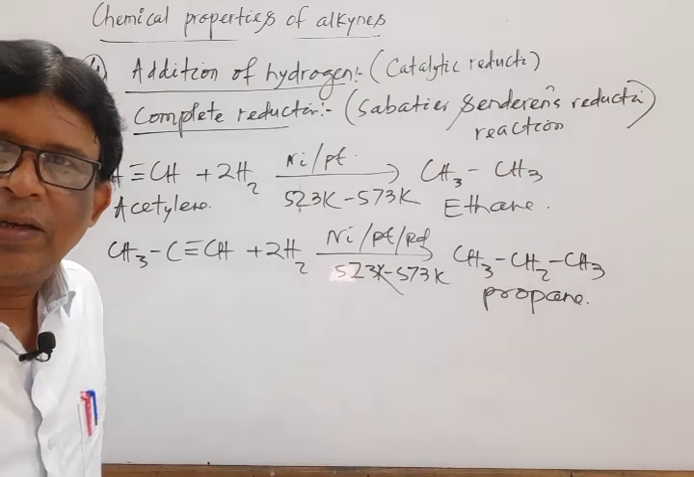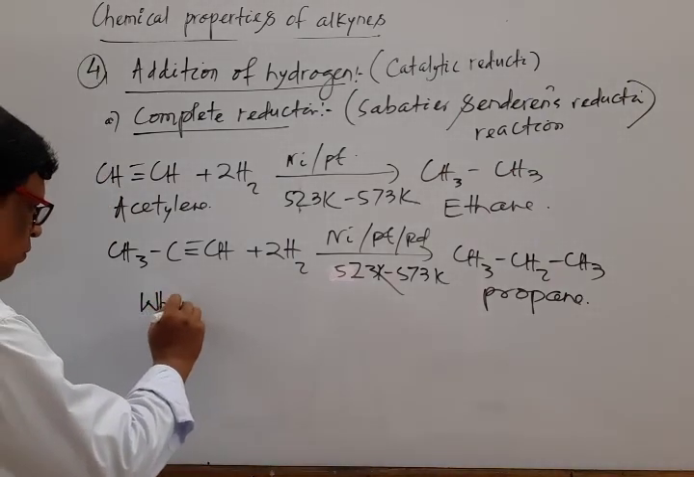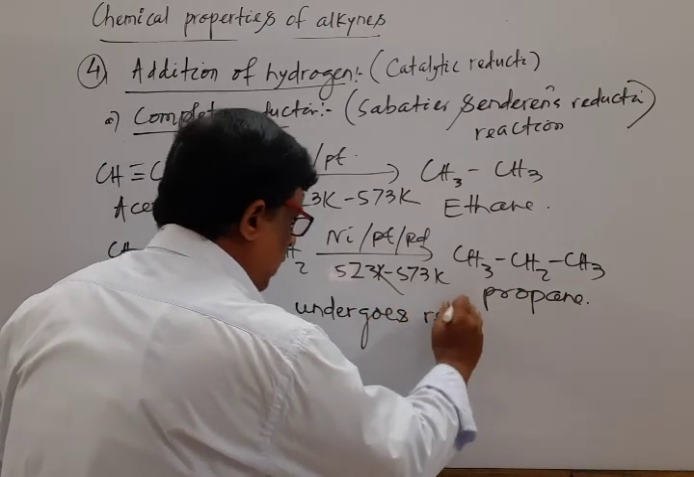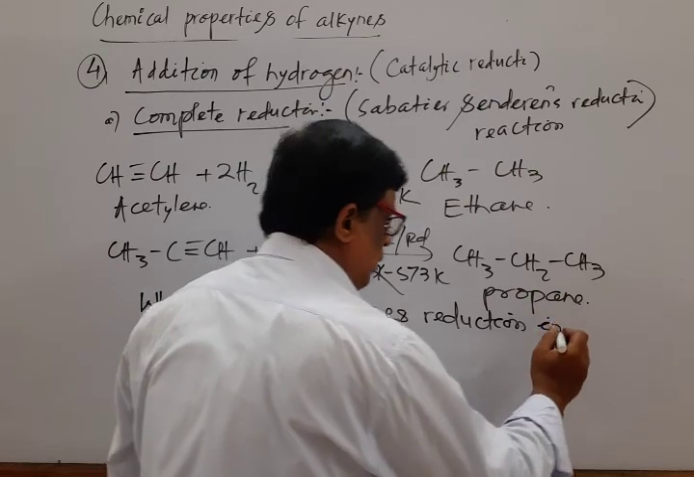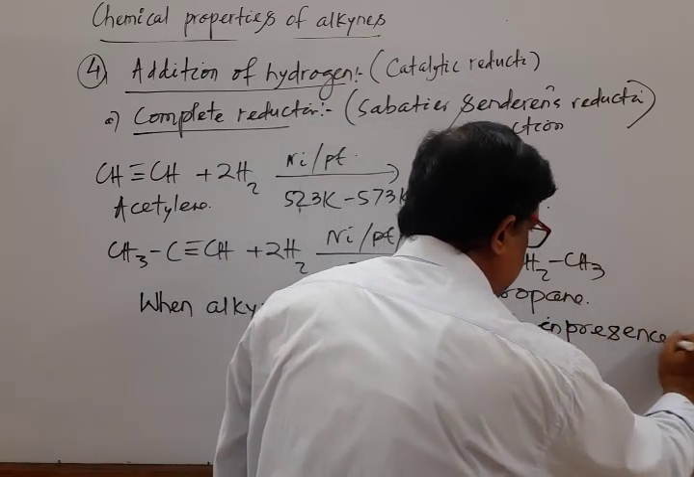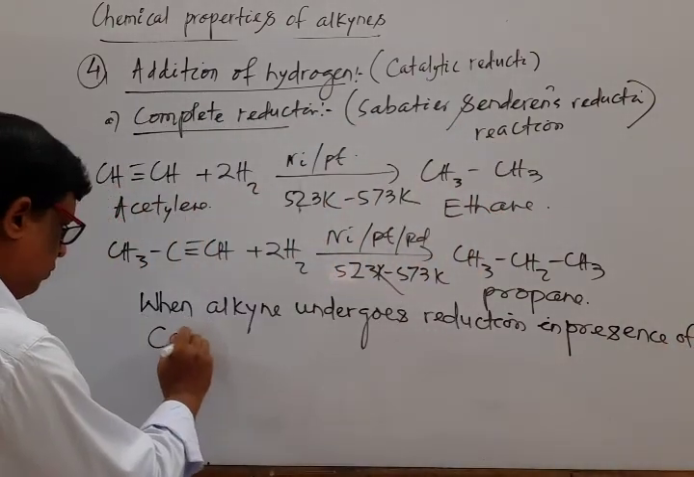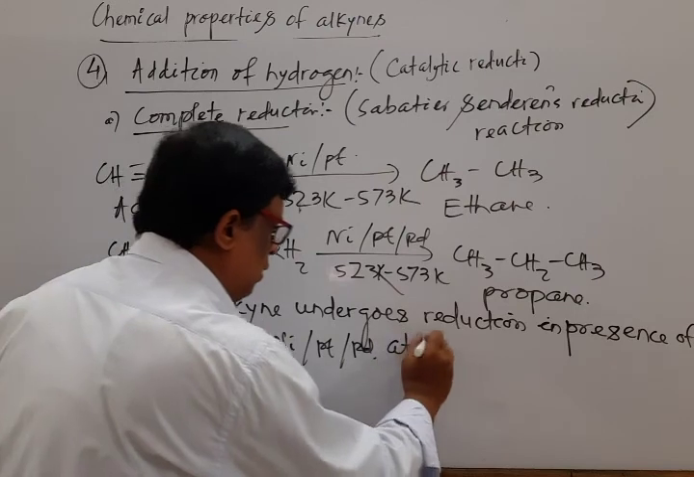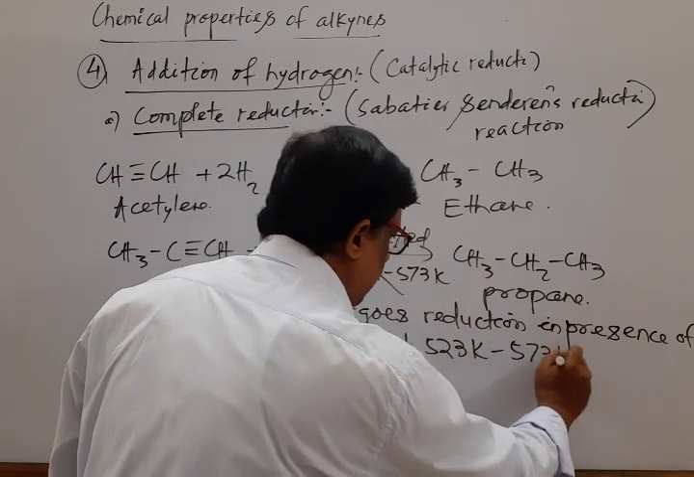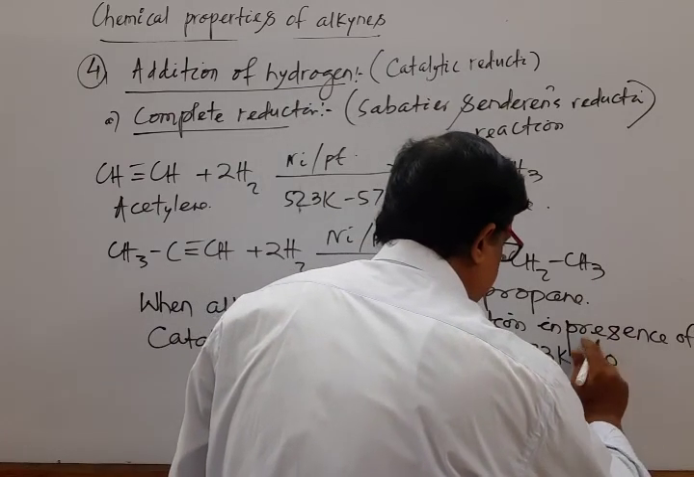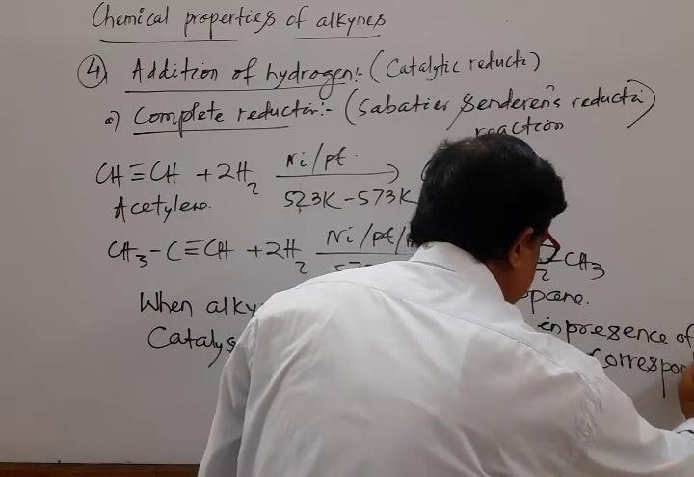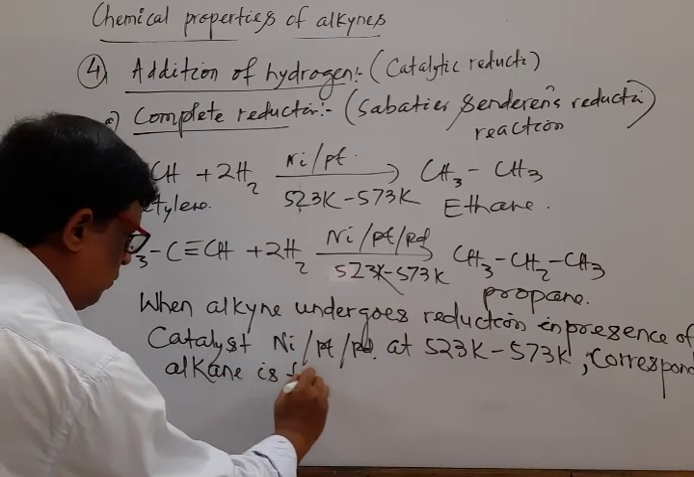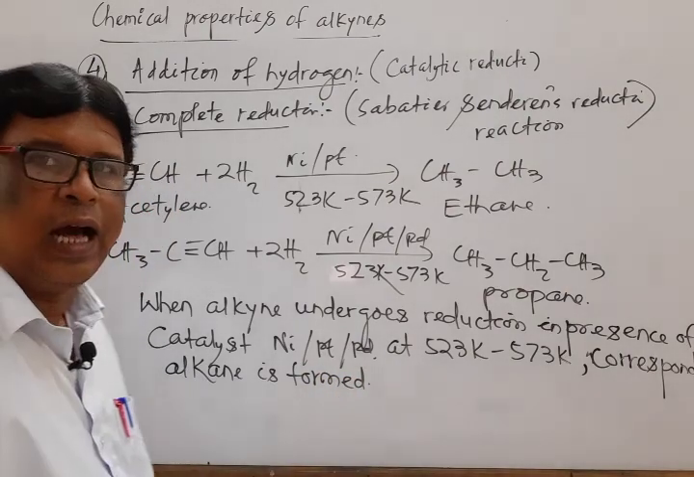Okay. So, what is the statement? Note down the statement. When an alkyne undergoes catalytic reduction in presence of catalyst nickel, platinum or palladium at 523 Kelvin to 573 Kelvin, the corresponding alkane is formed. Corresponding alkane is formed.